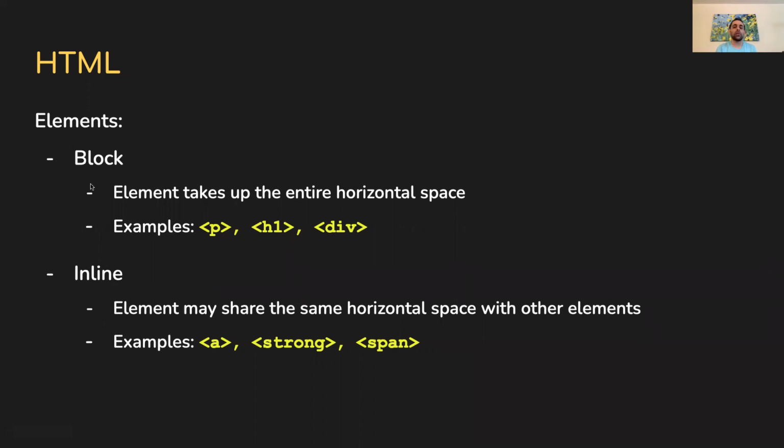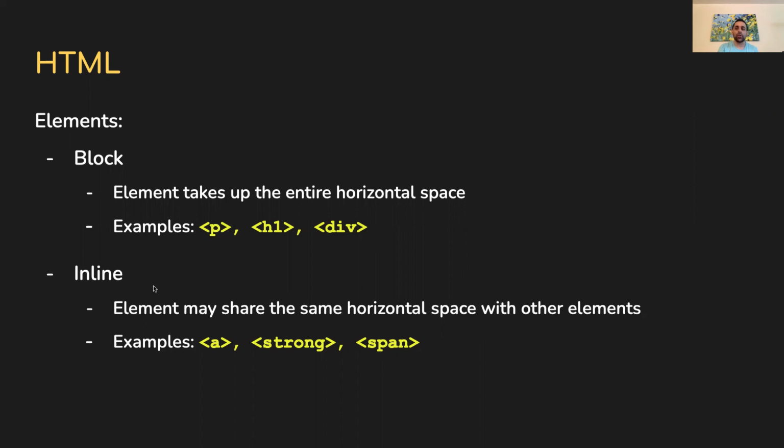Now, what is a block level element? If you think of a web page, just looking at a screen, block level elements will take up the entire horizontal space. For example, the paragraph tag, H1 tag, a div tag, that basically means that anything for that line is going to be consumed by this entire tag. You can't have two paragraphs on the same horizontal line because each paragraph wants its own line. So block level elements take up an entire horizontal space.